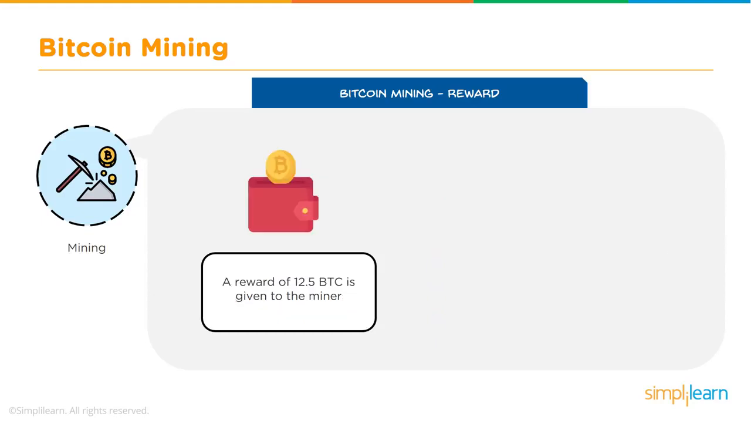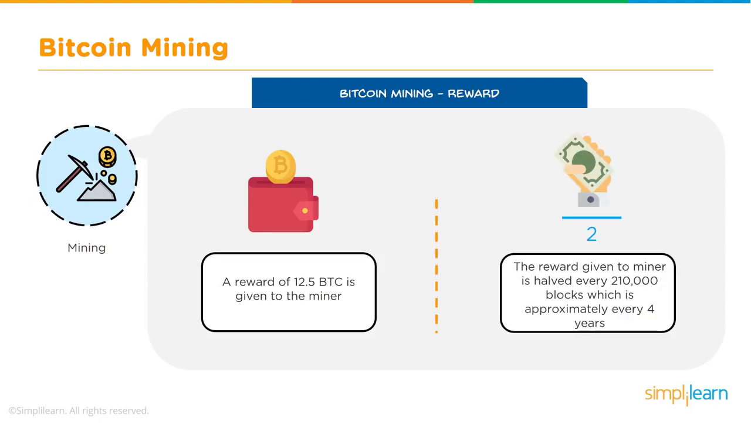As of today, a reward of 12.5 bitcoin is given to the miner on doing the transaction verification, but the Bitcoin mining reward goes by the halving principle. The reward given to a miner is halved every 210,000 blocks, which is approximately every 4 years. So after that threshold is reached, the Bitcoin reward will go down to 6.25 bitcoins.